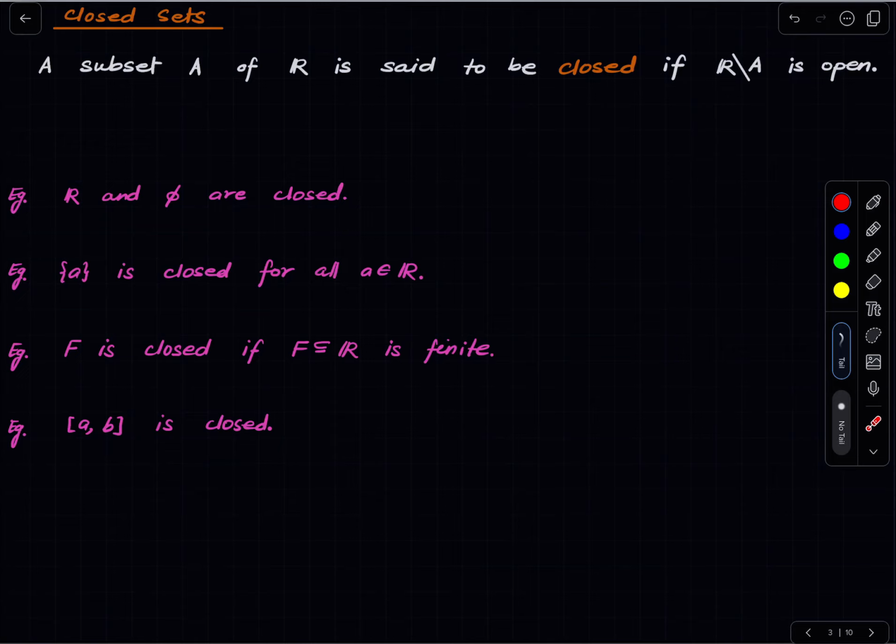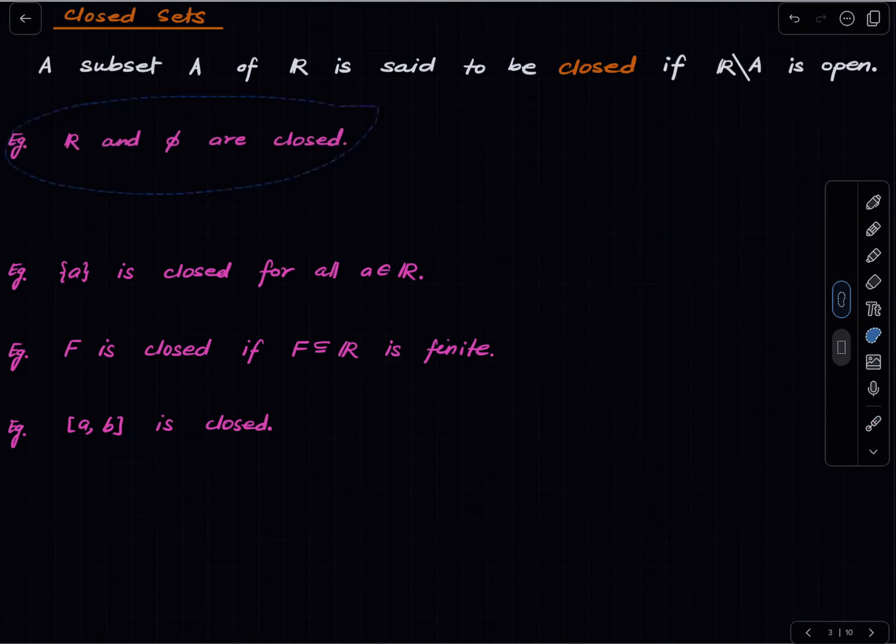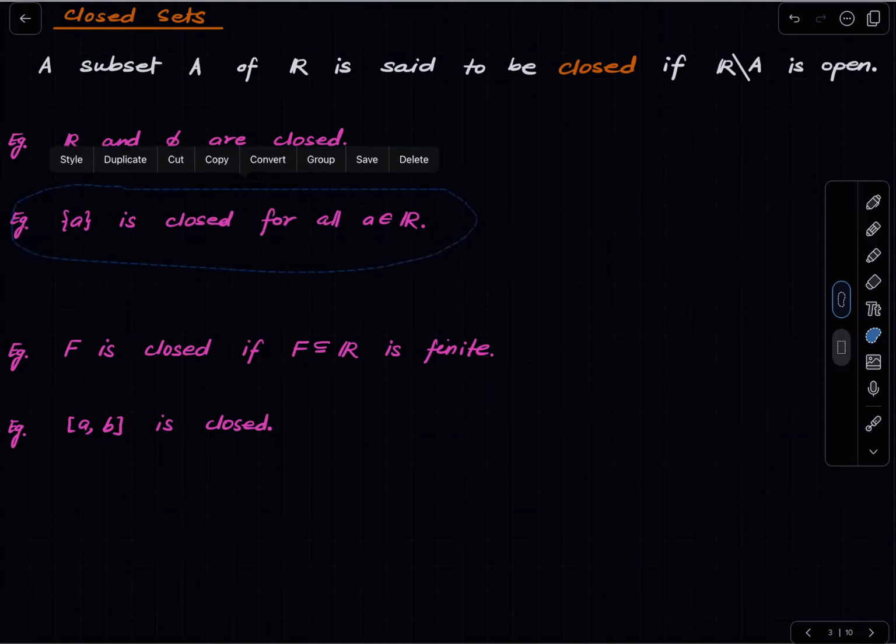Let's see some examples. Examples of closed sets include, of course, the set of all real numbers, because what is the complement of all the reals? It is the empty set, and the empty set is open by convention. And by the same token, the empty set is also closed because the complement of the empty set is the set of all the real numbers, and the set of all the real numbers is open. So the real numbers and the empty set are closed sets. In fact, they are also open sets. So a set can be both open and closed. That's okay.